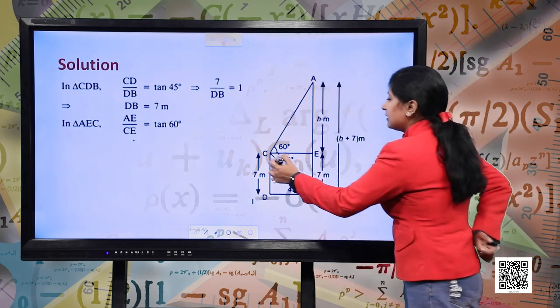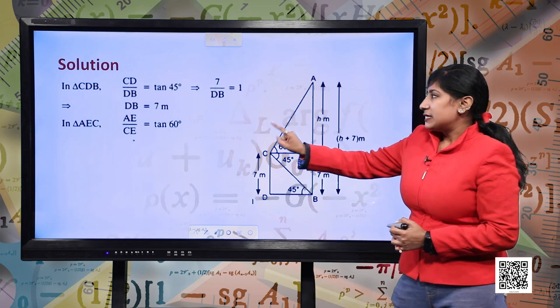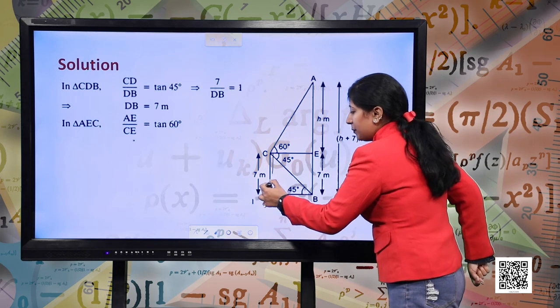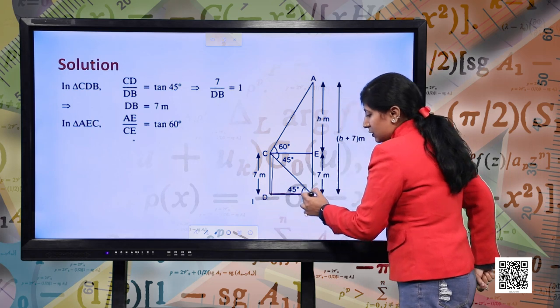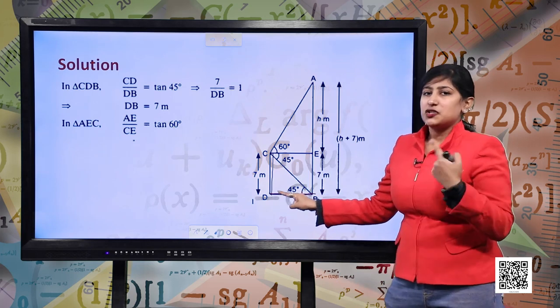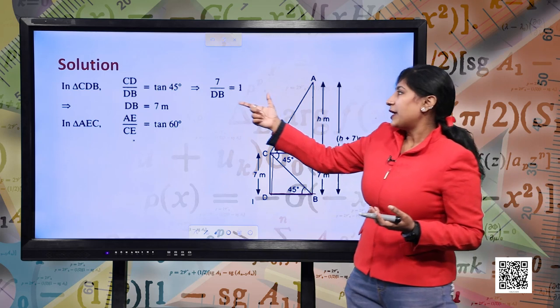See, in CDB, this is the triangle. Here, CD upon DB is equal to tan 45 degree, as we know that tan theta is perpendicular upon base. So tan 45 is equal to CD, which is given to be 7 meter, upon DB, which is unknown, and we are trying to find DB.